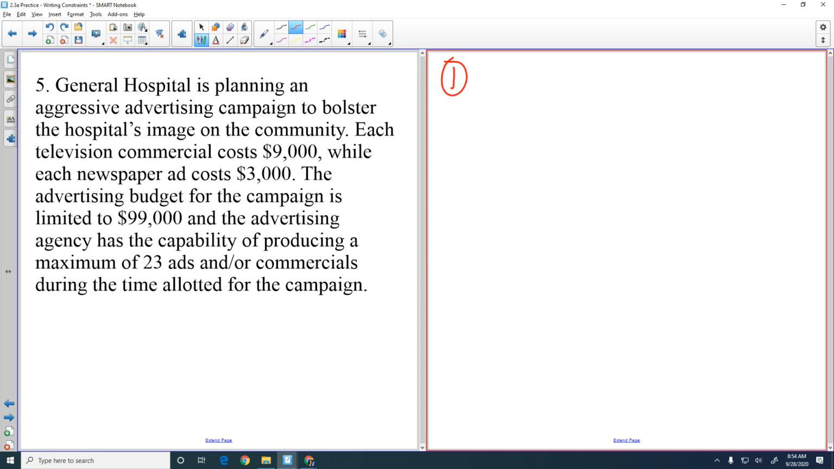All right, let's take a look at number 5 together. Our two unknowns are going to be the two types of advertisement. It's either these television commercials or the newspaper ads, and we're trying to determine how many of each we should produce. So X can be the number of TV commercials, and Y could be the number of newspaper ads.